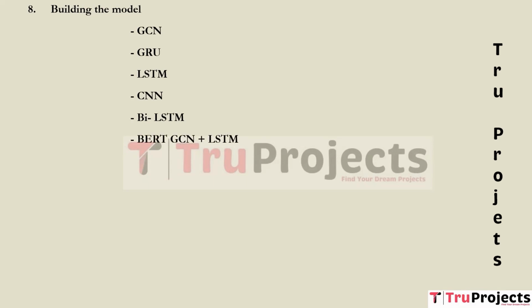Next one is BERT, which is bidirectional encoder representations from transformers, with GCN and LSTM, a combination of BERT, GCN and LSTM. This combination integrates BERT, GCN and LSTM to leverage both pre-trained contextual embeddings from BERT and structural dependencies captured by GCN and LSTM. It is used to combine the strengths of these three approaches to improve the accuracy and effectiveness of sentiment analysis by considering both contextual and structural information.